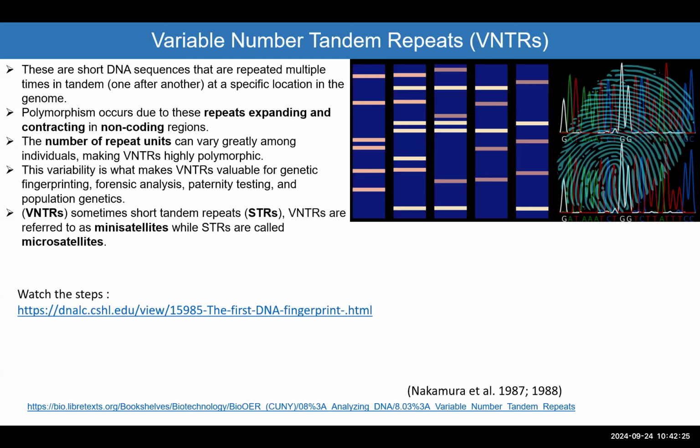First, to start with, they are DNA sequences that happen to be repeated multiple times, one after the other. So why do we say tandem? Because it's like ACTG, ACTG, ACTG that is repeated in a specific location on the genome. And this by itself is considered a polymorphism.